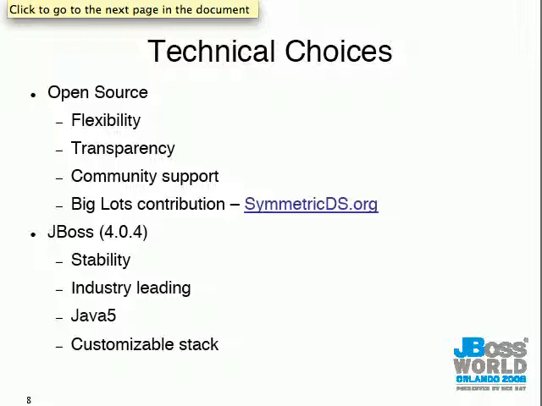JBoss is our application server of choice. It's open source, and I'm guessing that I don't have to talk too much about that because you guys are all here. So, the technology stack itself: Big Lots started investing in JSF probably about 2 years ago. We quickly found out that the JSF lifecycle and the EJB, JPA, Hibernate lifecycle don't jive well together without something in between.